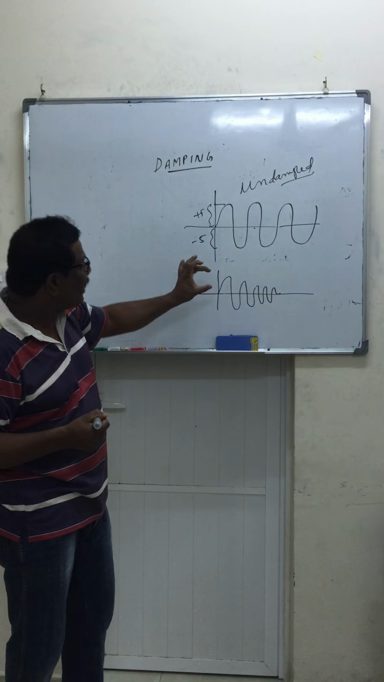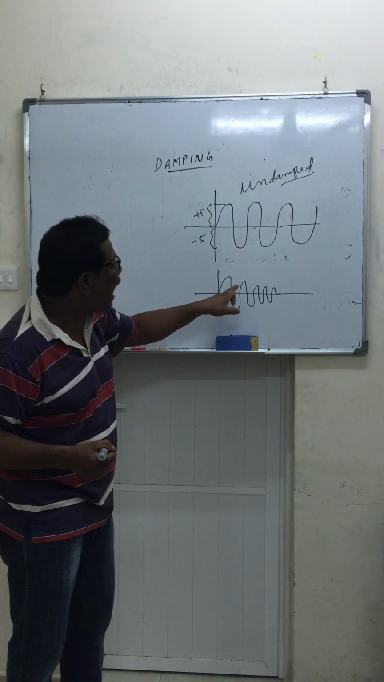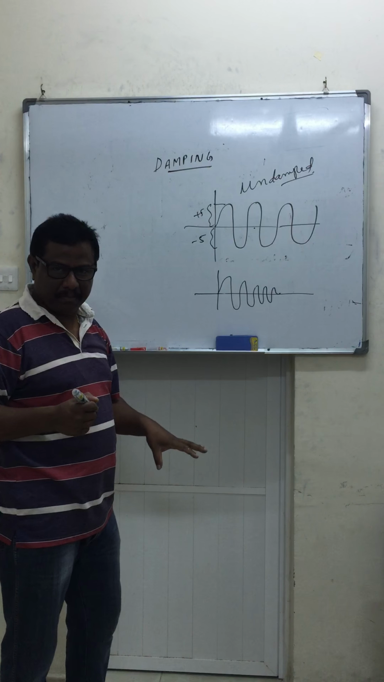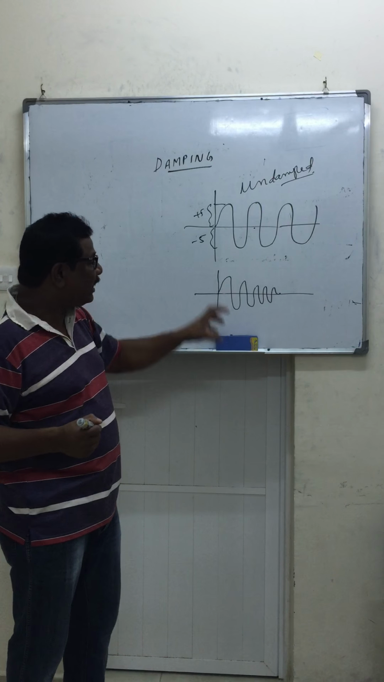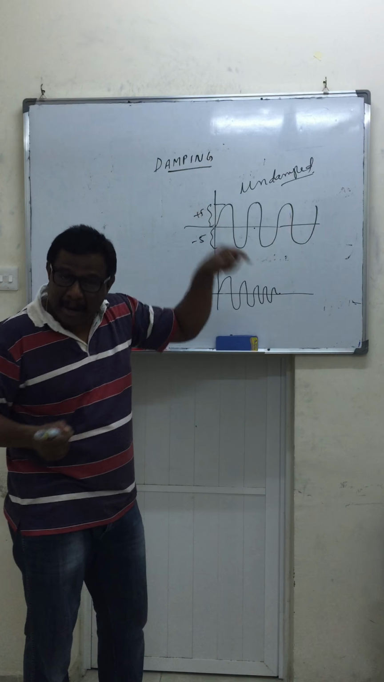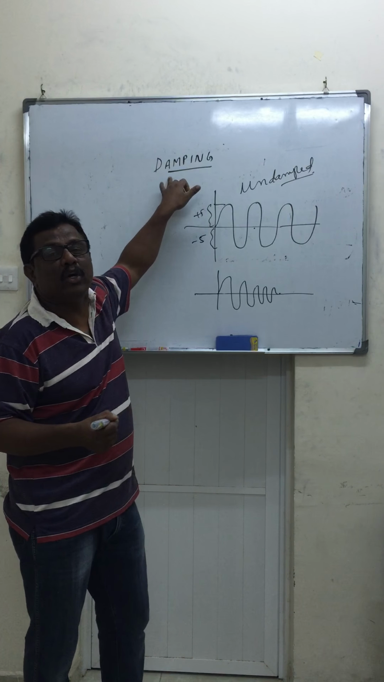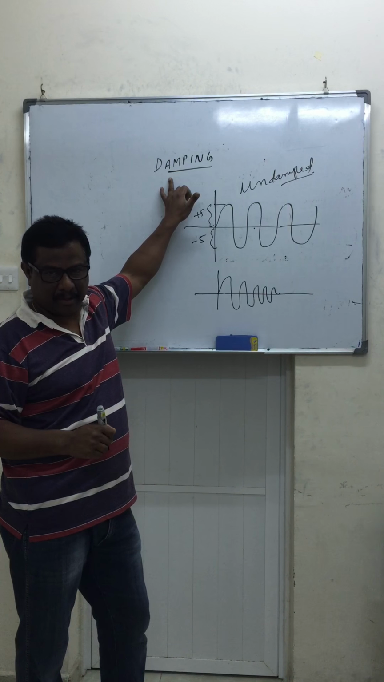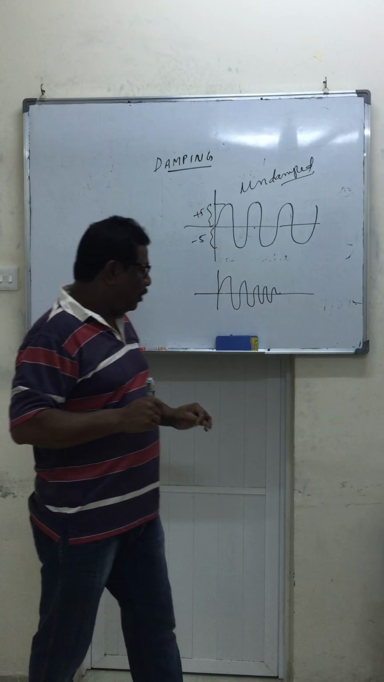So based on this we can define what is damping. Damping means it is the decrease in the amplitude of oscillation. Whenever there is decrease in amplitude of oscillation, we say that it is damped oscillation, and that phenomenon is called damping.